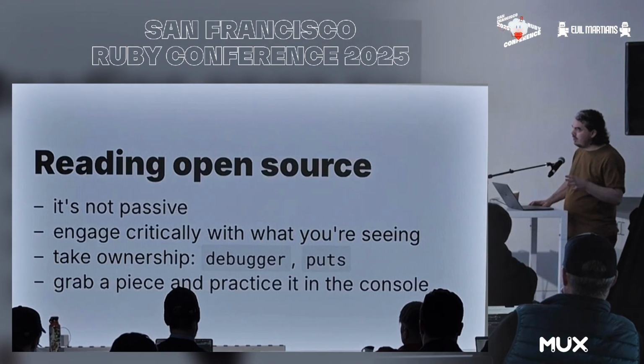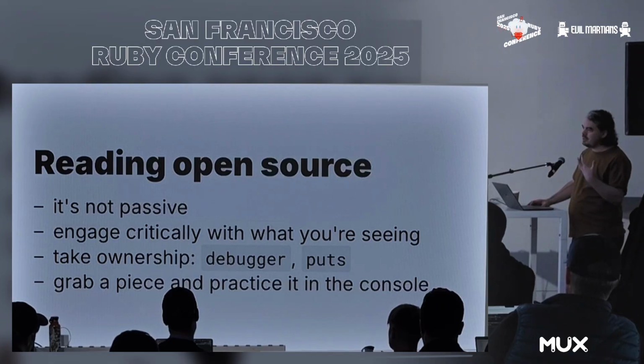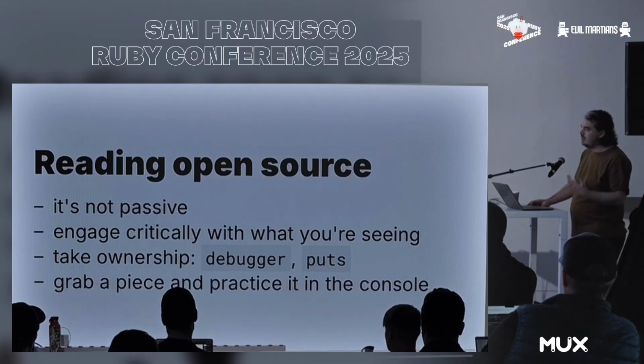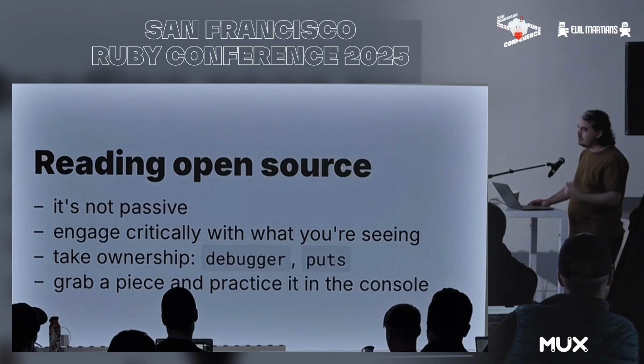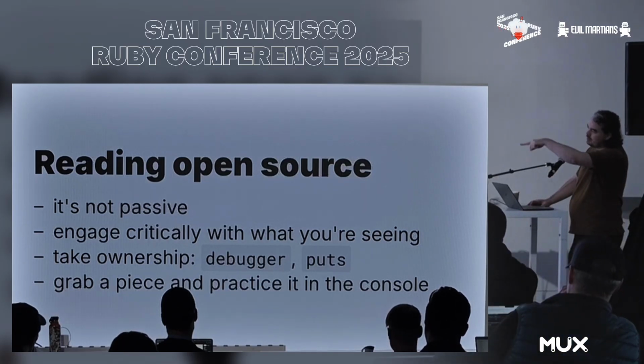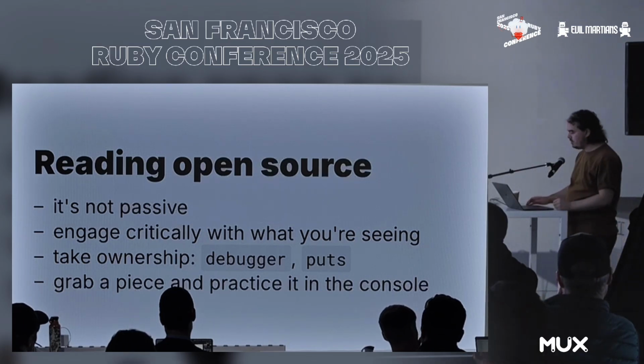So a few things on what I mean when I say reading open source. To me, it's actually not passive. Sometimes you can get the sense that when you hear reading, it's like, oh, I just look at it and then I know it immediately. But that's not really what it is. For me, it's also where you want to engage critically with what you're actually seeing on screen. Try to take it apart, maybe put in debugger statements or puts statements, or sometimes grab a piece of it and practice it in the console.